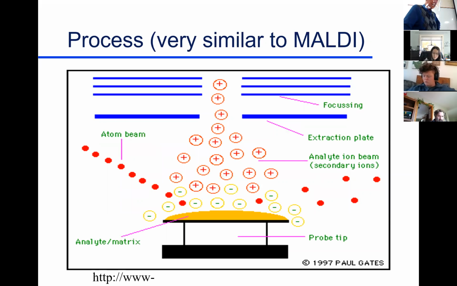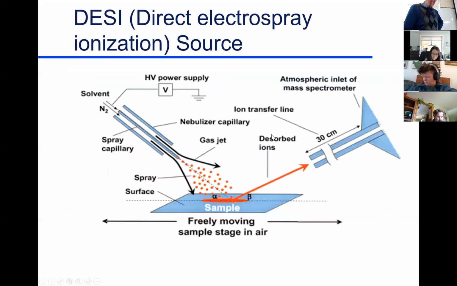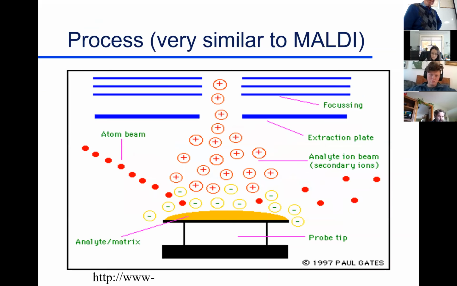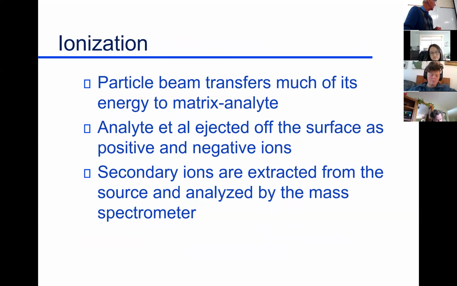And this is just a picture of what we would see. So this would be our matrix sitting there in kind of orange and hit with the atomic beam. It's going to break into positive and negative charges. We're going to draw out only the positive charges and focus them into our mass spectrometer. So it's a very simple technique for looking again at these types of molecules.